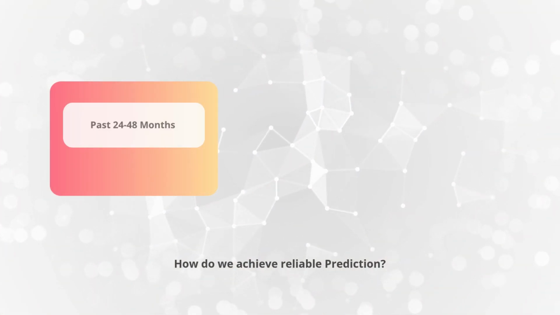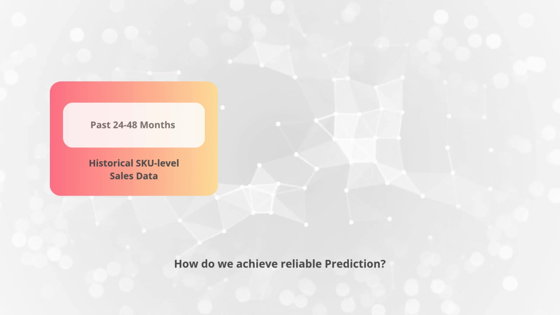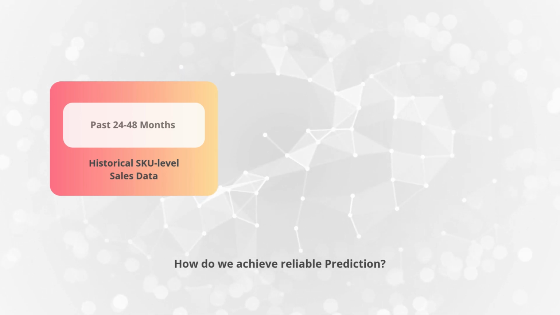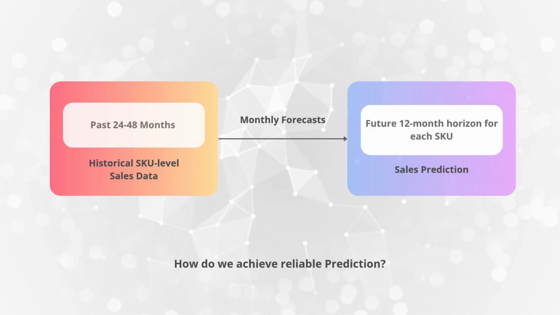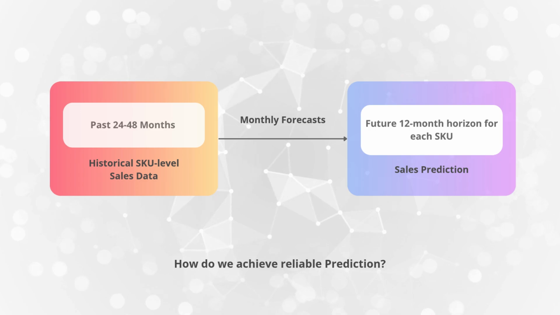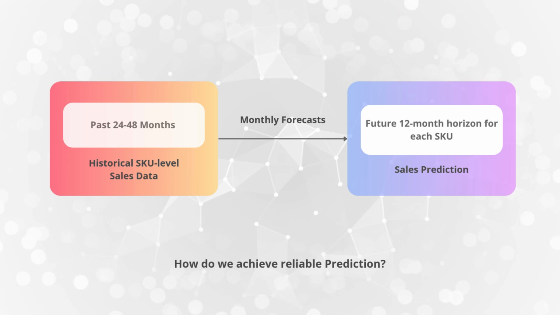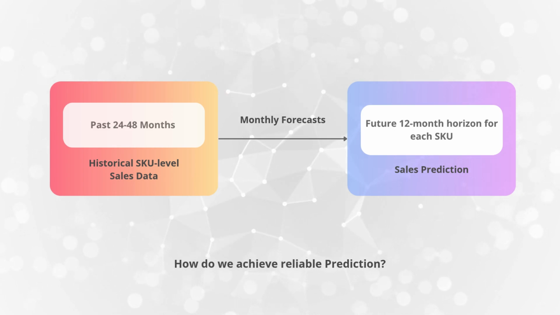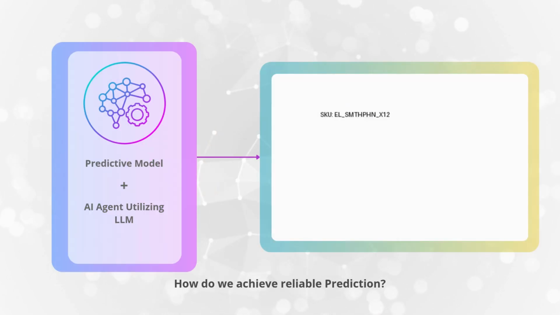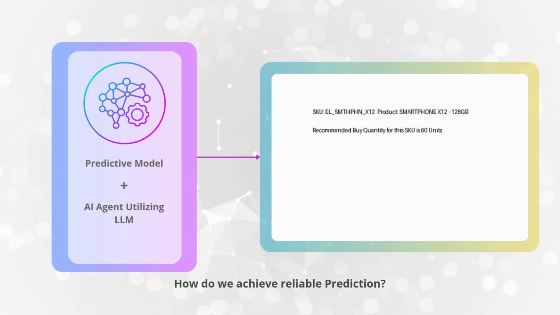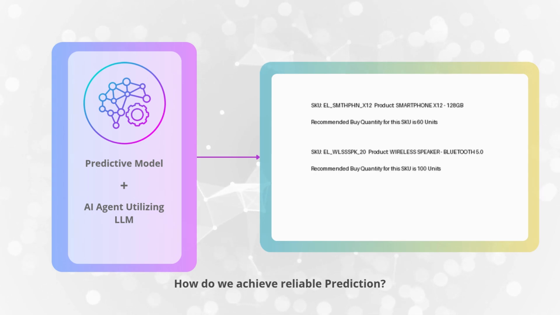We use 24 to 48 months of SKU history, depending on the nature of business, so that seasonality and promo patterns are captured. Forecasts run monthly and produce a 12-month horizon for each SKU. Each SKU carries a prediction confidence label, high, medium, or low, based on validation metrics, so planners know where to manually review versus trust automation.